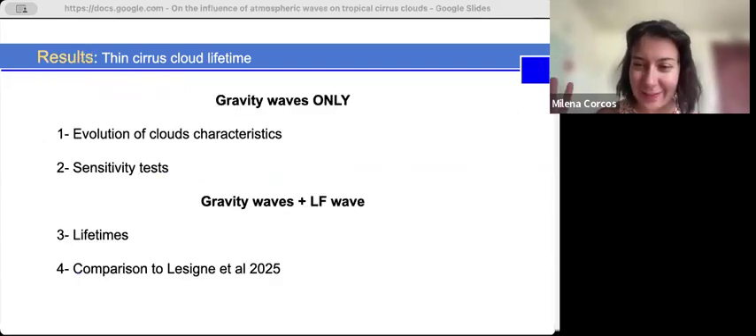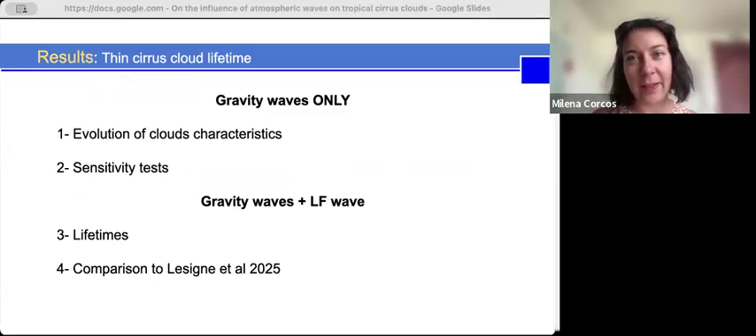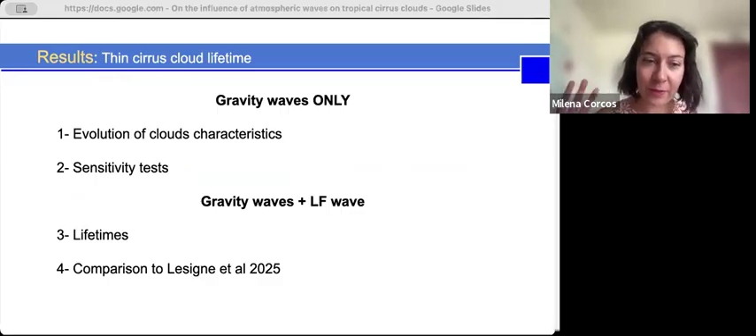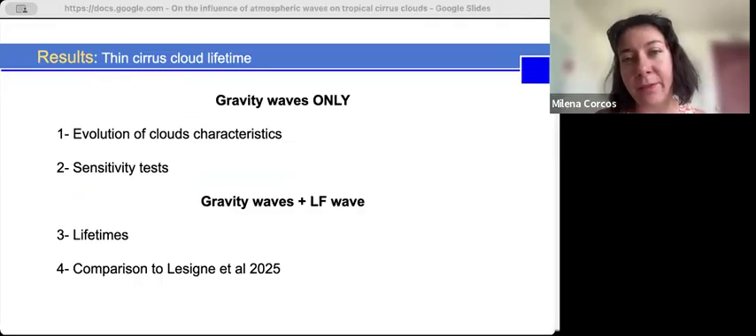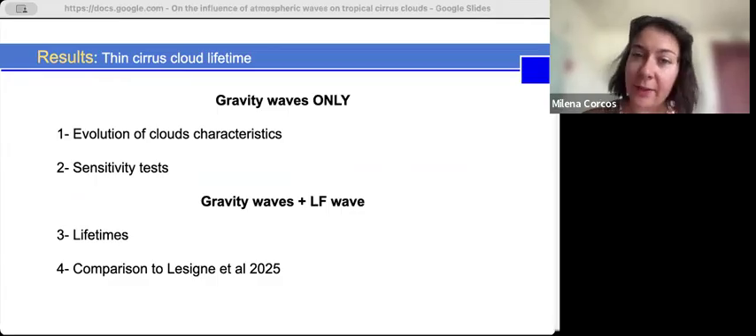Okay, so this was the method, how we want to assess these clouds' lifetime and characteristics. And I will present my results in 2 different parts. First, we will only use the gravity waves, and we will look at the evolution of the cloud characteristics depending on the age of the cloud. We will look at some sensitivity tests. And then we will add the low frequency wave, look at the impact on the lifetimes, and we will compare our lifetime statistics with Lecine et al. observations.